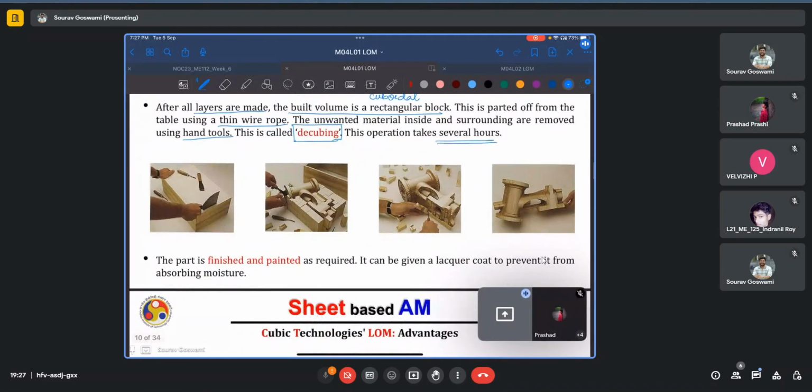And the part, after being finished, can also be painted if needed and can also be given a lacquer coat to prevent it from absorbing further moisture. So here we see that even very complex and intricate geometry can be made using these laminated object manufacturing processes. However, the build volume which we end with at the end of the build process is cuboidal, and a significant amount of post processing, which also takes a lot of time, is needed to extract that geometry.